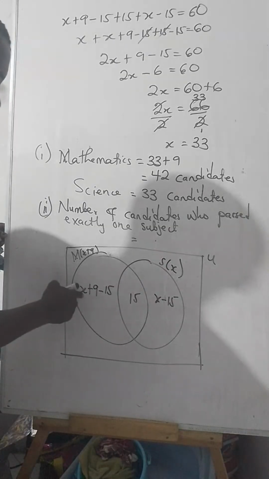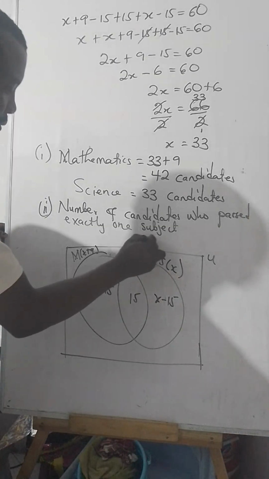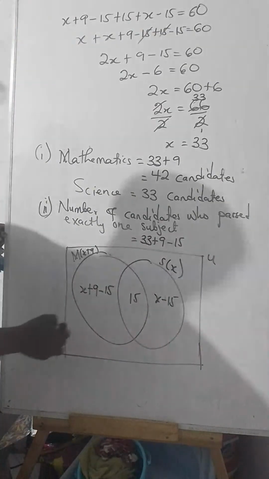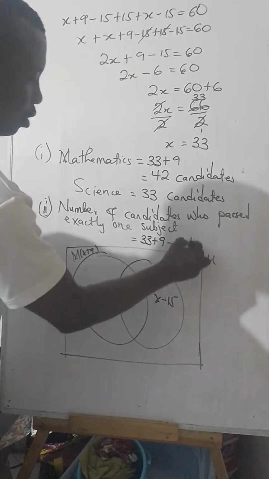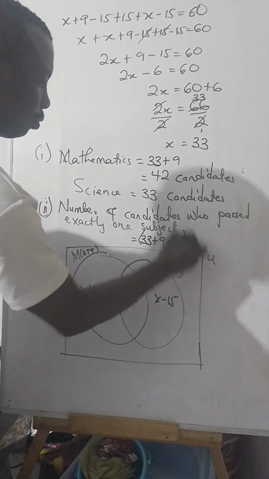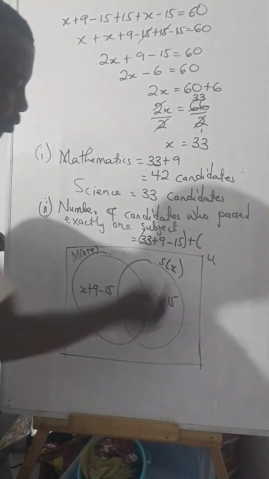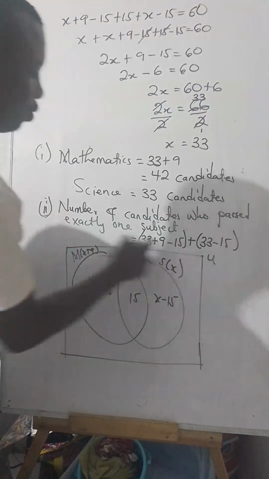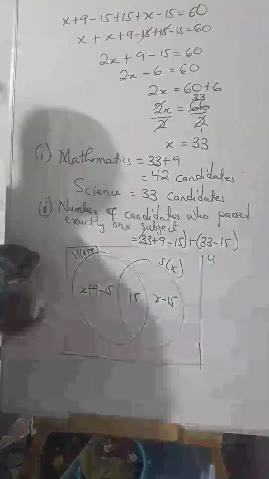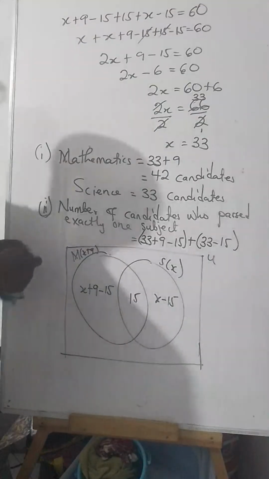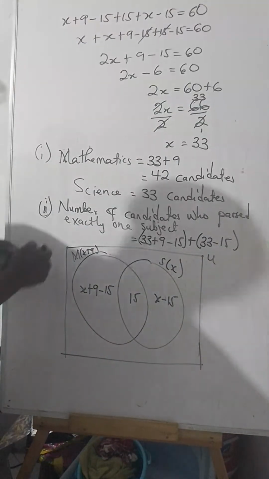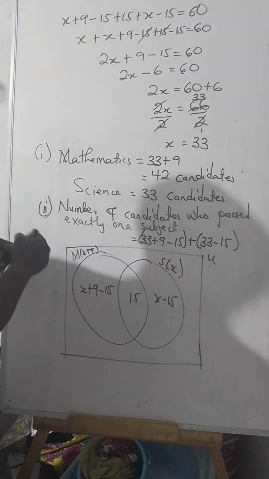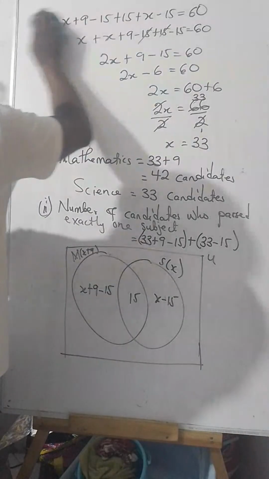So we have here x is 33 for the maths, plus 9 minus 15. Then only science, that will also be plus x as 33 minus 15. This will give us only maths and this will give us only science. So from here you solve this. You have 42 minus 15.